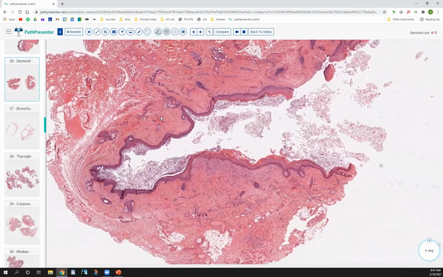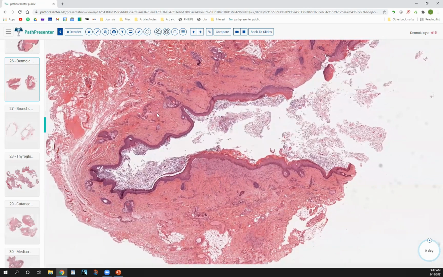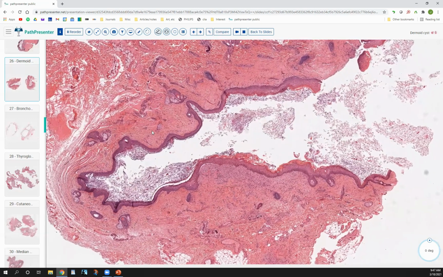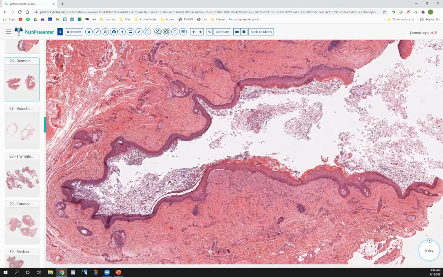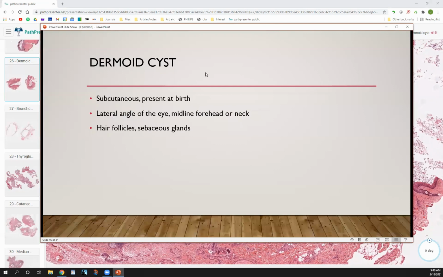And then you find out that this is actually maybe a child, a younger patient. And anatomically, this is at either the lateral angle of the eye, midline forehead, or neck. And then you have to change your thinking. This is not an epidermoid cyst. It's actually a dermoid cyst, which is similar in appearance, but different in the ways we just mentioned. And here's our little PowerPoint showing the difference between epidermoid cyst and dermoid cyst. There's the anatomic location, which can be a very good clue to pick up on. And of course, you have your hair follicles and sebaceous glands, which is what I mentioned.